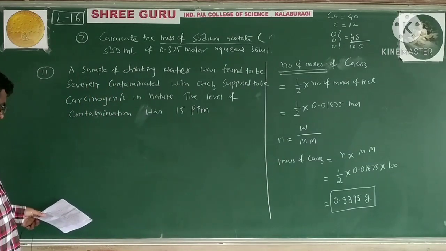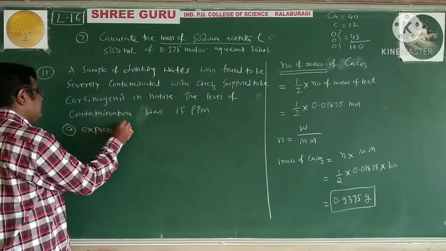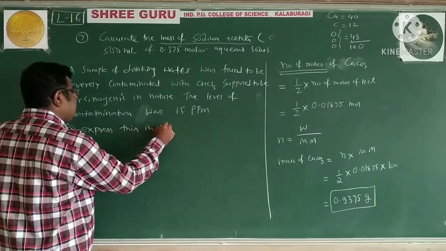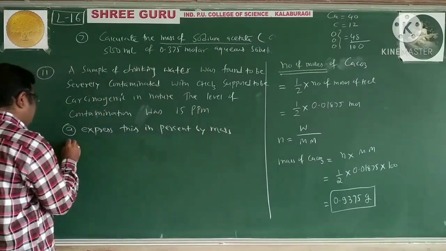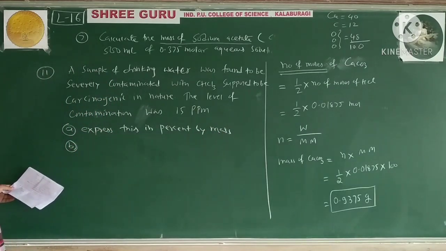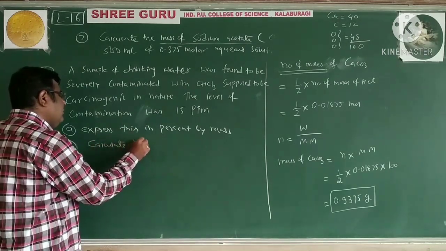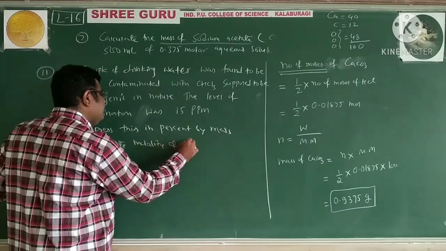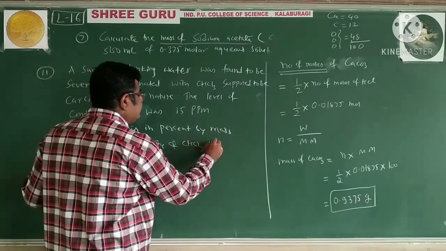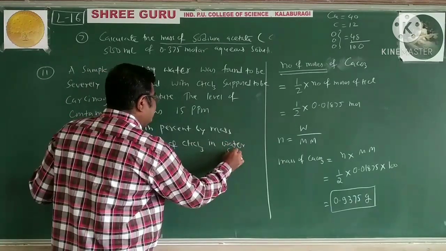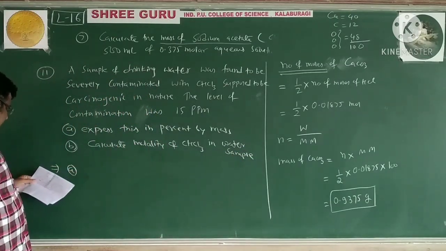A, express this in percent by mass. And B, calculate the molarity of chloroform in the water sample. So we go for the first part A of the question.